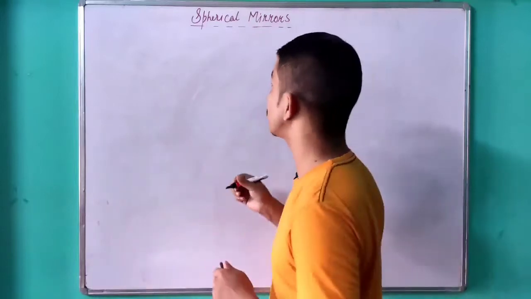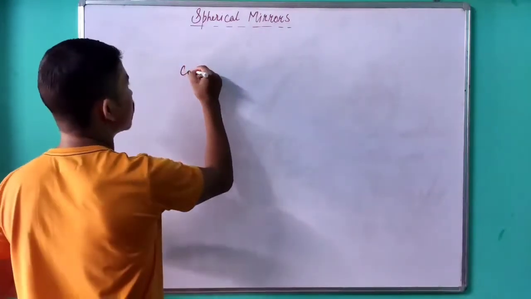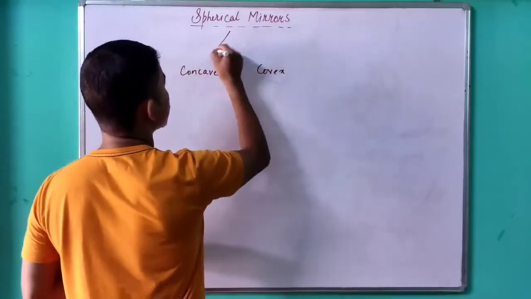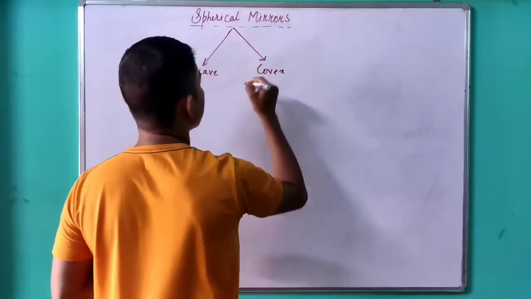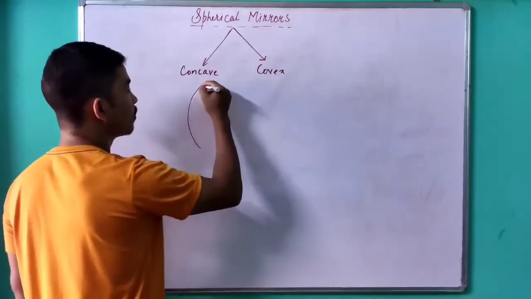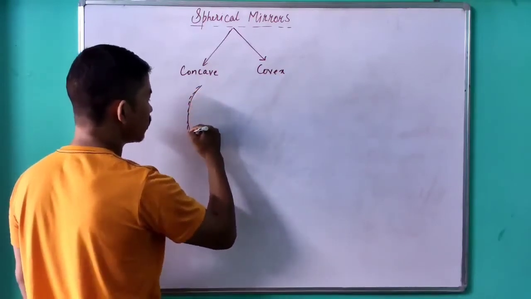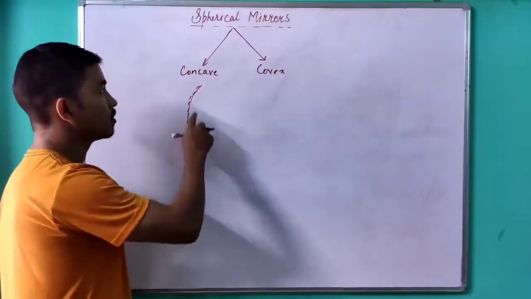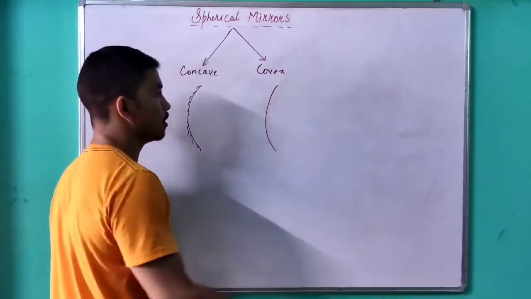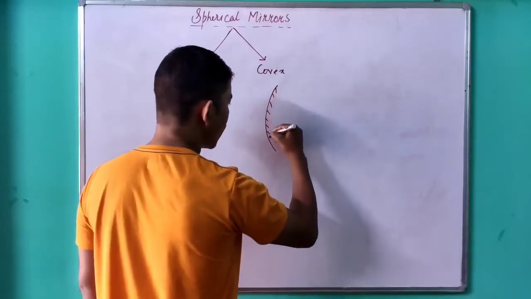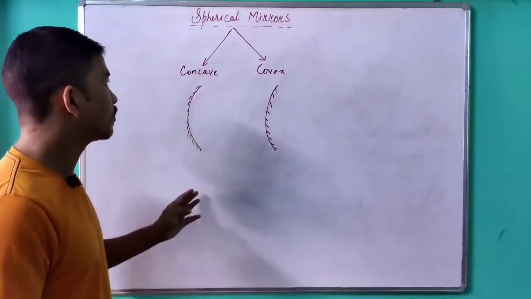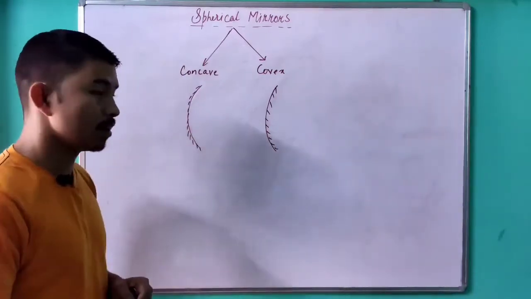The spherical mirrors are of two kinds: concave and convex. What is a concave mirror? If the outer part of a hollow sphere is painted and the hollow part is the reflecting one, then it is known as a concave mirror. And what is a convex mirror? In a convex spherical mirror, the hollow part is painted, whereas the bulged surface is the reflecting surface. That is the basic difference between a concave and a convex mirror.